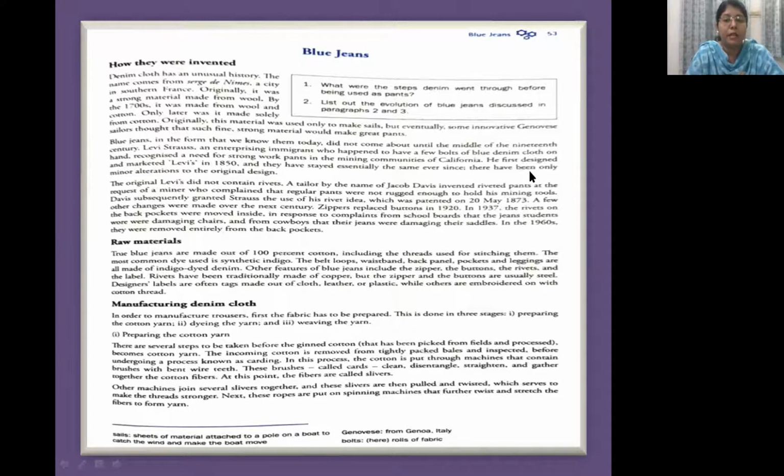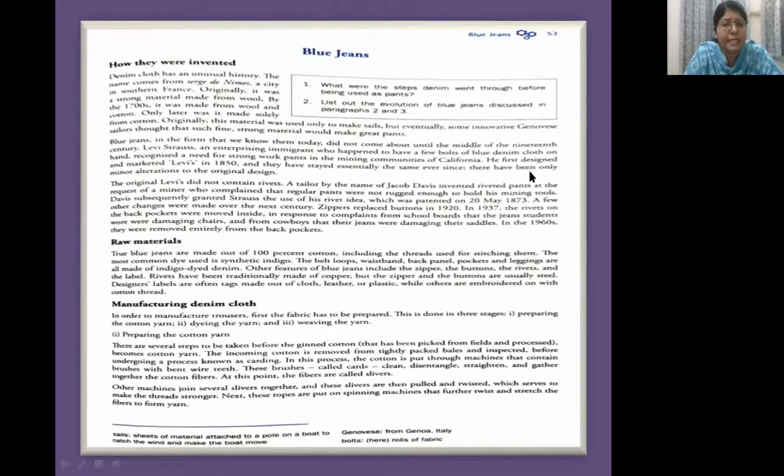And later, another person named Jacob Davis invented the riveted buttons, the metal buttons. And then later on, zippers replaced the buttons and all those things. So now the raw materials used. The true blue jeans are made out of 100% cotton, including the threads used for stitching them.